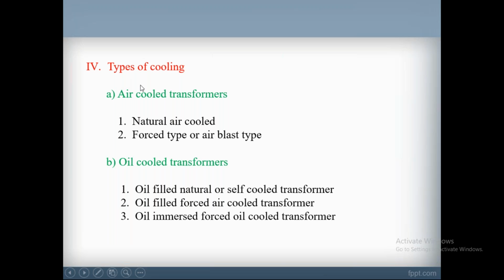Generally the cooling methods of transformer are of two types. One is air cooled transformer and the other is oil cooled transformer. So in some substations you can observe that transformers have fans. Okay, now what is the purpose of fans? For the cooling purpose. In some transformers they are using oil for the cooling. So these are the two categories of transformers based on cooling methods: air cooled transformer and oil cooled transformer.